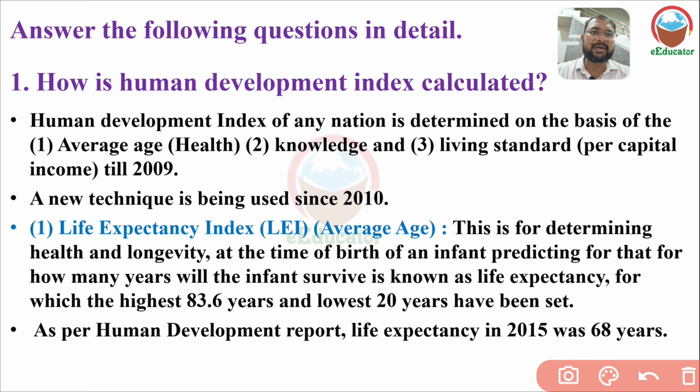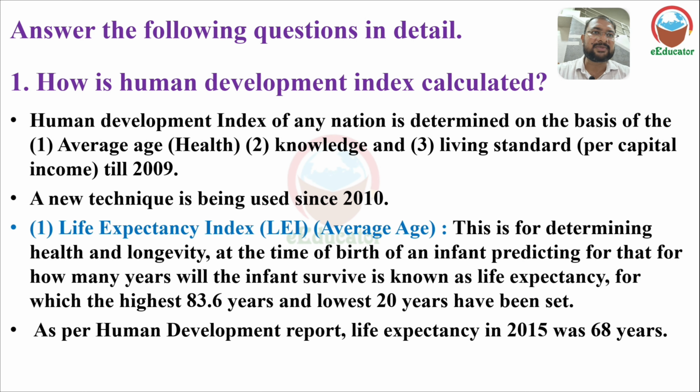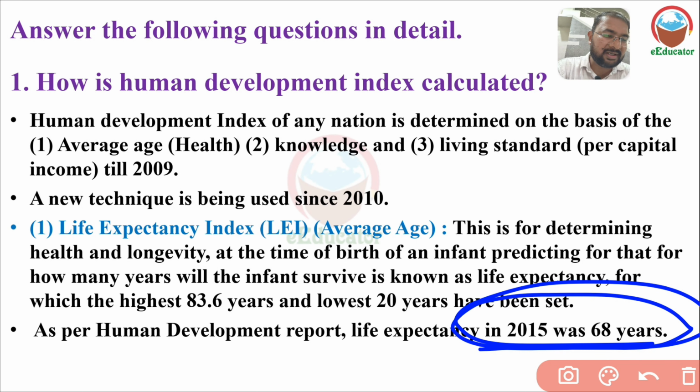As per the Human Development Report, life expectancy in India in 2015 was 68 years. That is, the average lifespan of citizens of India is 68 years, found after calculating the average age of citizens. Remember this: the life expectancy index of India in 2015, when data were declared, was 68 years.